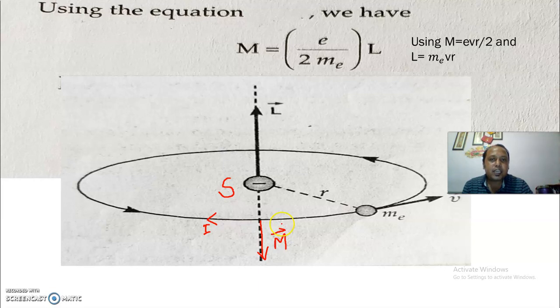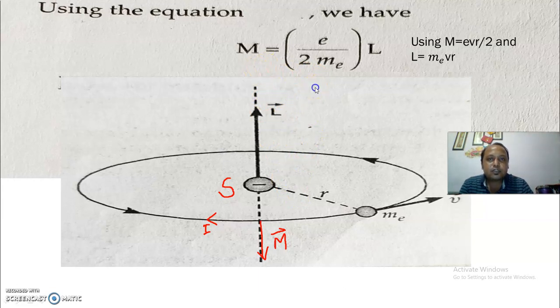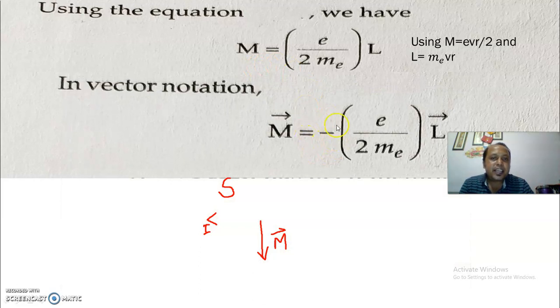So therefore we can conclude that M, that is the dipole moment, and the direction of the angular momentum L are opposite to each other. If we write the vector sign there, one will be represented by the negative sign here. So I hope this is very clear to you.